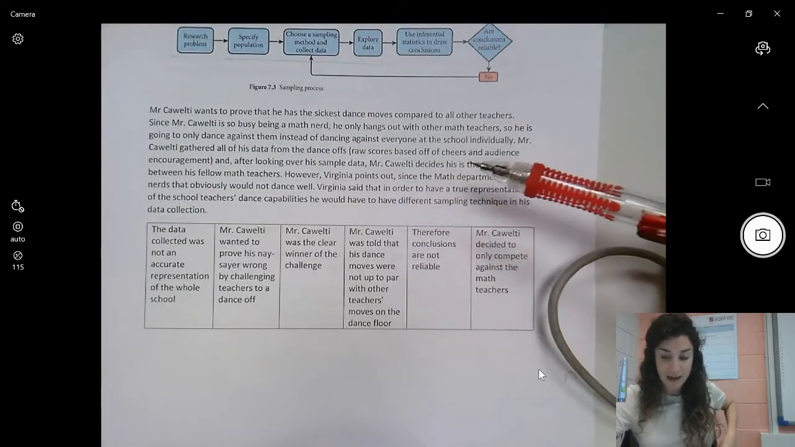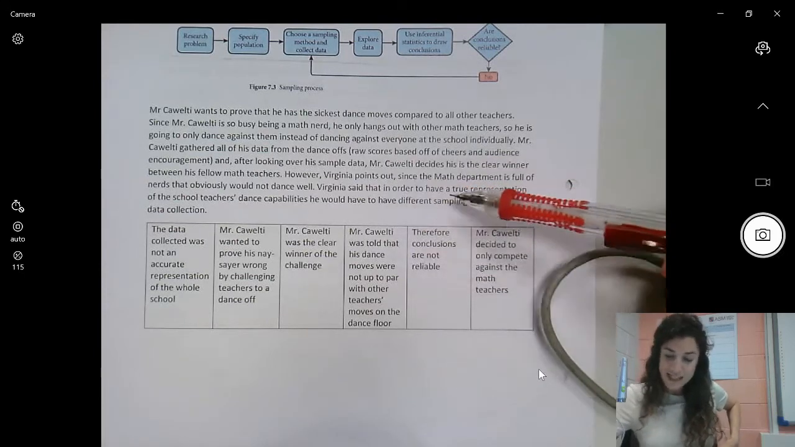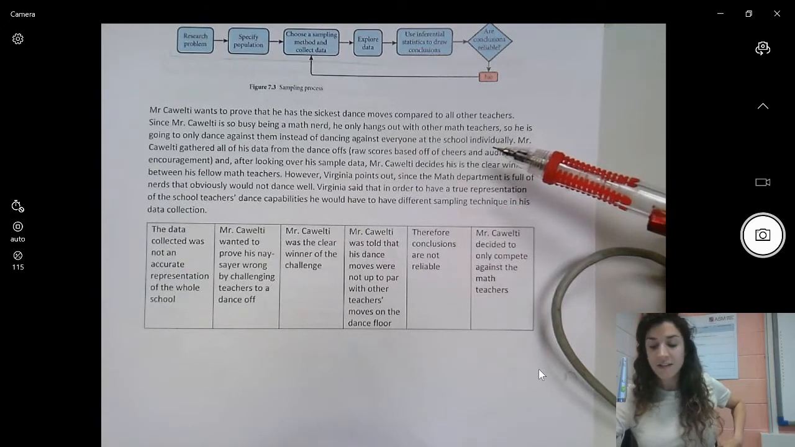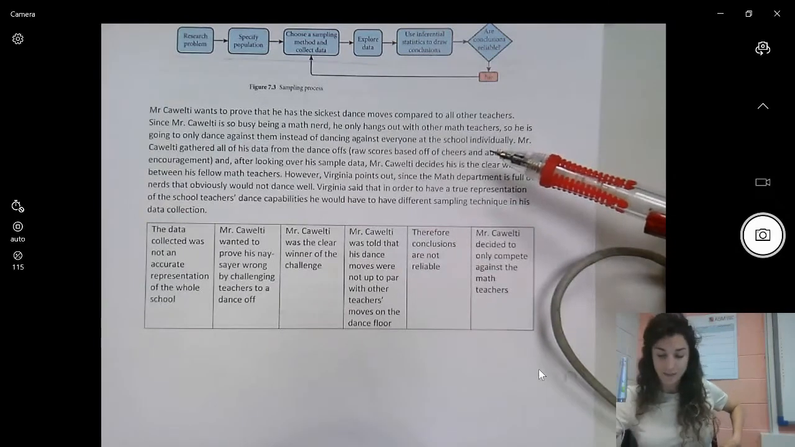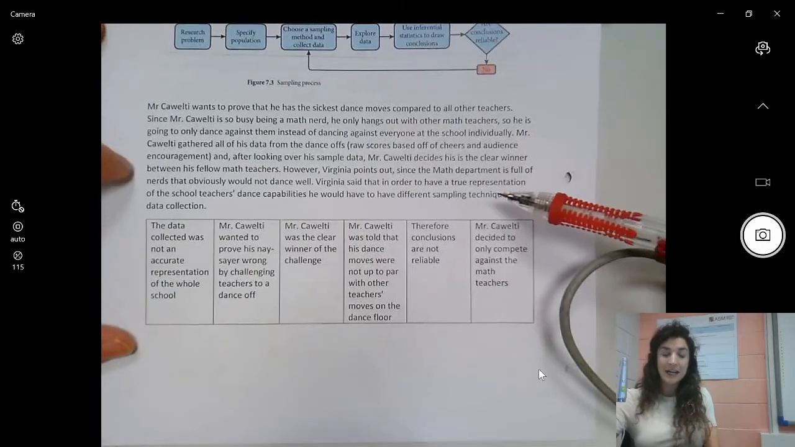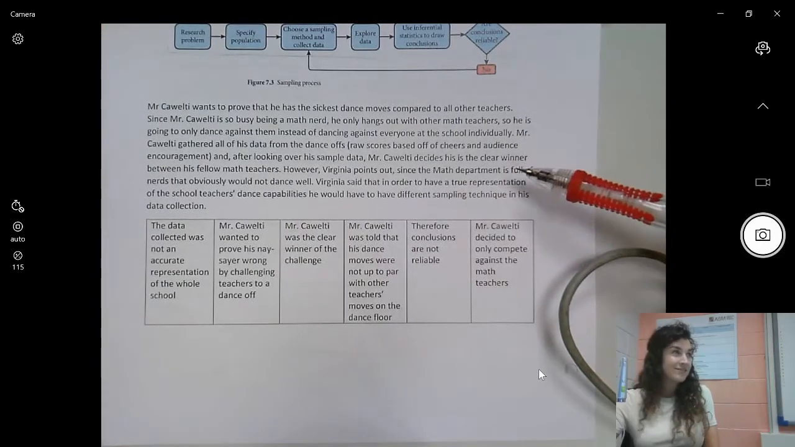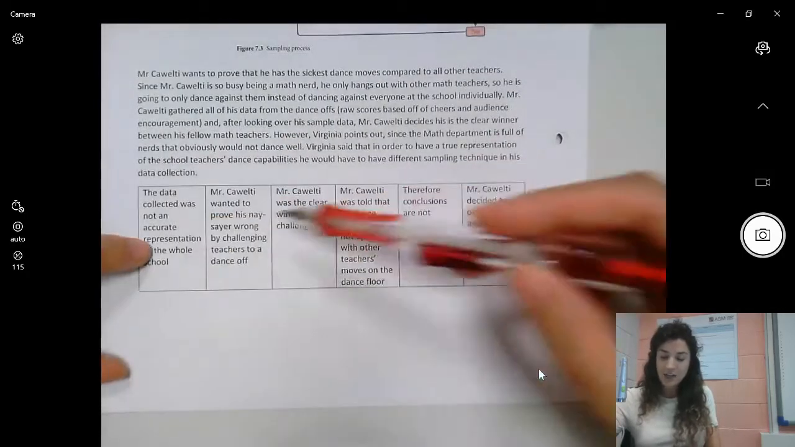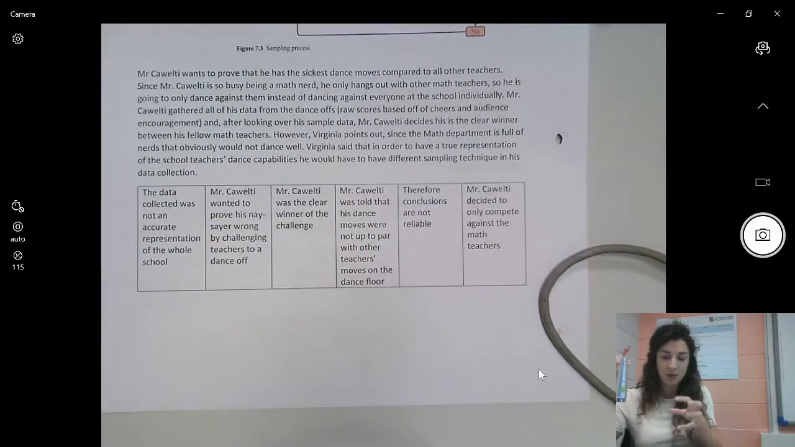However, Virginia points out, since the math department is full of nerds, obviously we do not dance well. Virginia said that in order to have a true representation of the school teacher's dance capabilities, he would have to have a different sampling technique in his data collection. So this is the event, or this is the situation that's going on. And then here are 6 different points of information that are jumbled up.